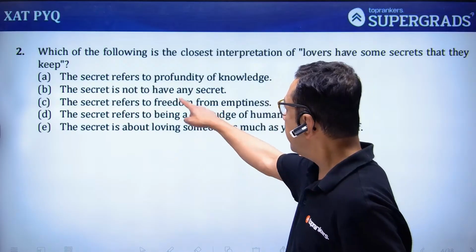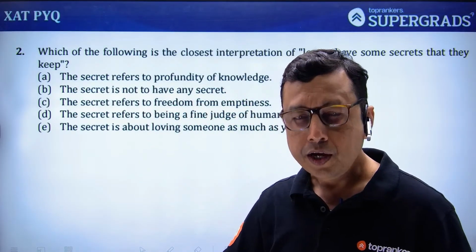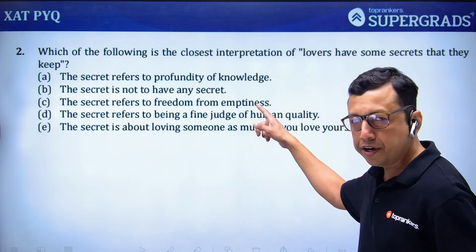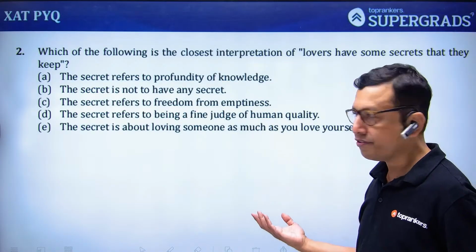So it is not freedom from emptiness. It is that you have to be empty from within. उल्टी बात हो गई. It's contradictory. So option C is contradictory. It's not freedom from emptiness, but you have to embrace emptiness.